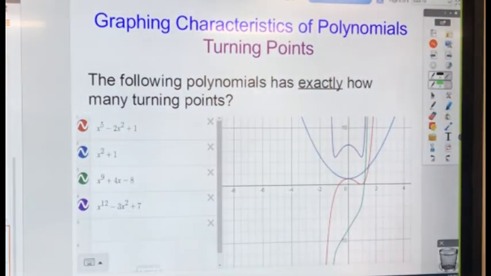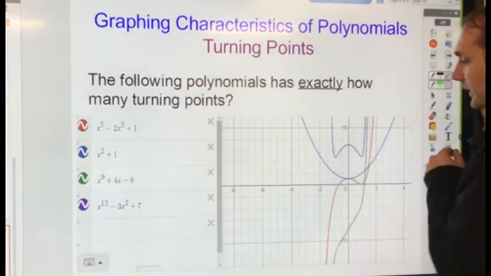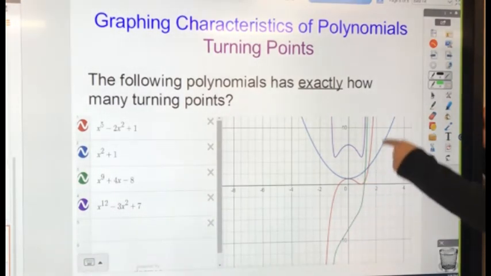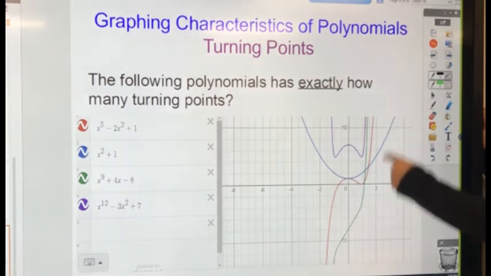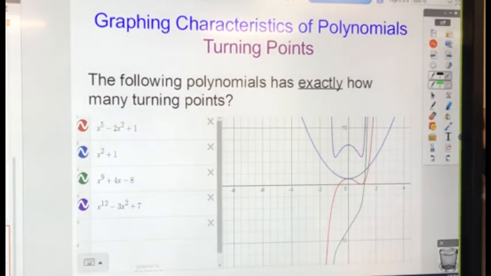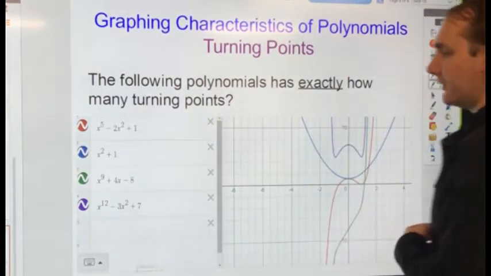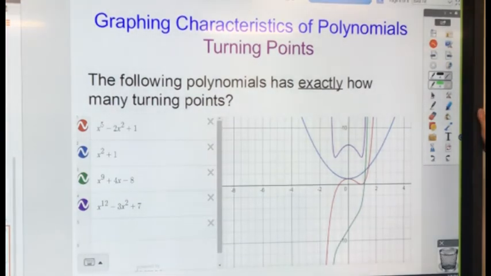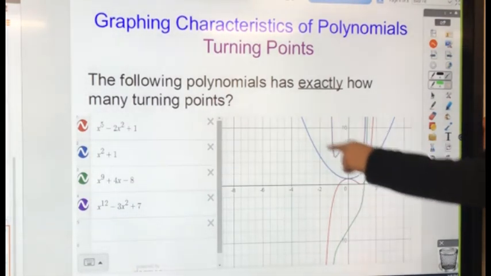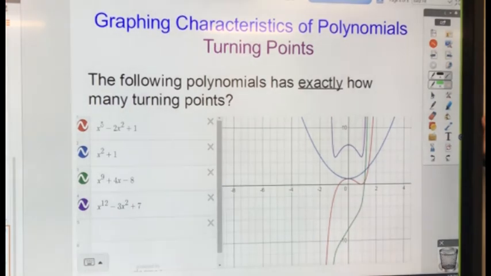So let's actually look at the turning points from these graphs. The first one, the red graph, you told me it could have 4. As I look at it, how many does it actually have? 2. It could have 4, but in this case, with the way these other values in the middle are laid out, it only has 2. The second one, x squared plus 1, you told me it can only have 1 turning point, and how many does it actually have? 1. Yep, it only has 1.